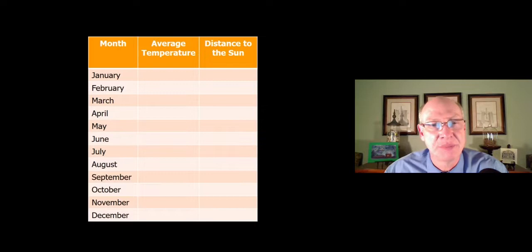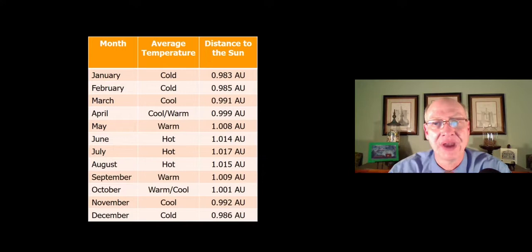So, for example, I think we can all agree that January is cold, at least here in the United States. If you were born in the continental United States, January is cold, February is cold, March is cool, April is sort of cool, maybe a little bit warm, May is warm, June is hot. And if we put all those through the calendar, we will see what we get for the months of the year. I am also, in the column on the right, going to put the distance to the sun in astronomical units. And this is what the table looks like when I filled it in.